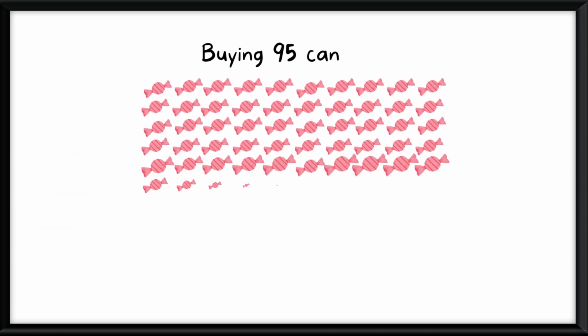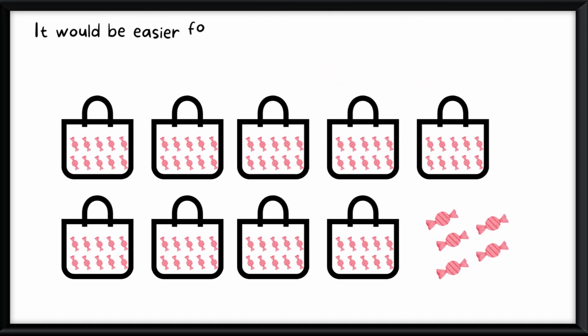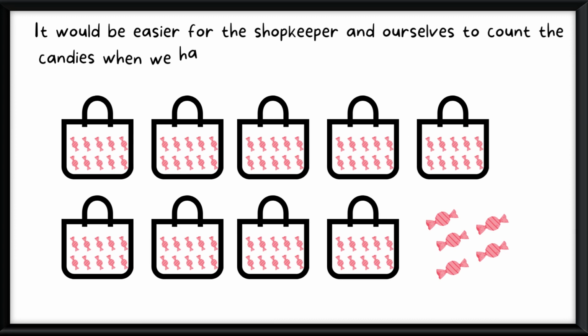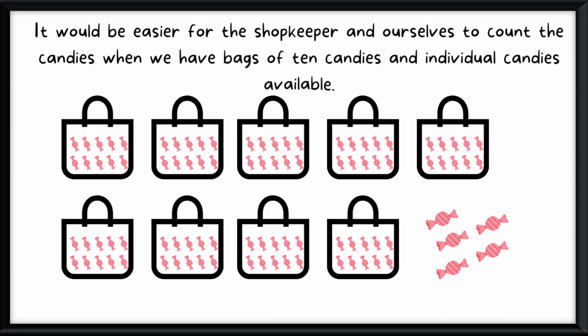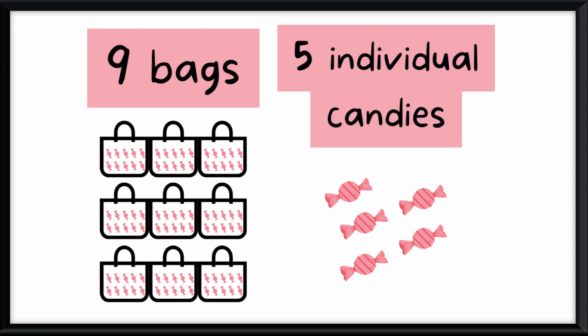Let's go to our candies example again. So now we are buying 95 candies. How can we group them? Let's see. It would be easier for the shopkeeper and for us if we were to buy 9 bags of 10 candies, each containing 10 candies, and 5 individual candies so that we can have a total of 95 candies. 9 bags of 10 candies and 5 separate candies.